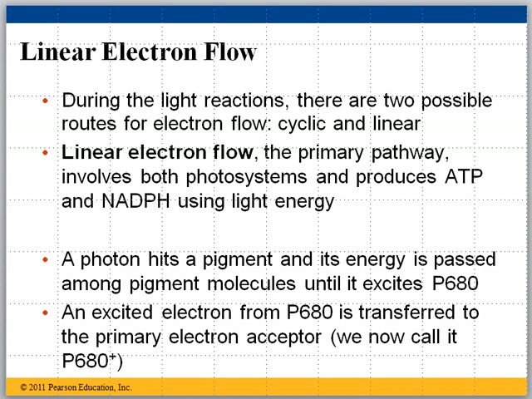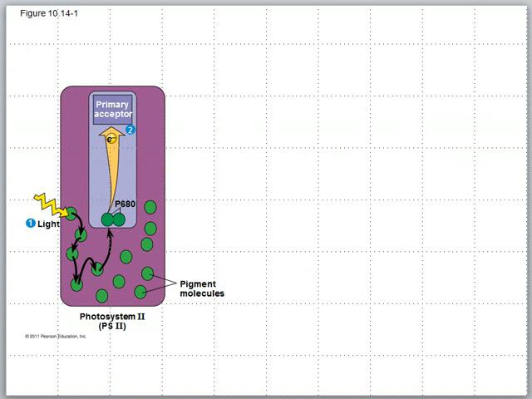That energy is passed from pigment molecule to pigment molecule until finally it gets to the inner portion of the photosystem here, and it excites the P680 molecule. The P680 molecule transfers that excited electron up to the primary electron acceptor, and we call it P680 plus because it has now given away that electron to the primary acceptor.